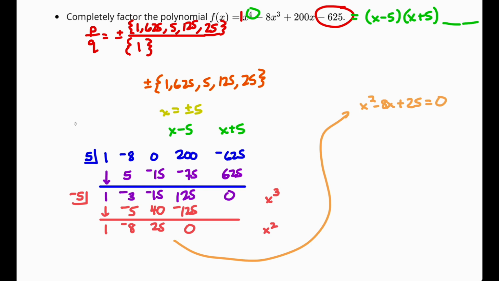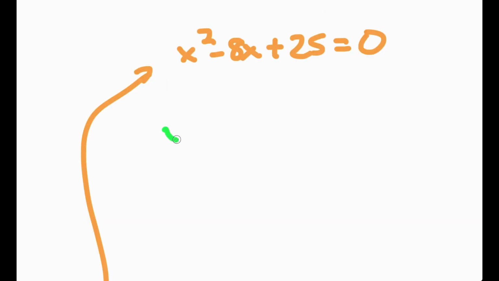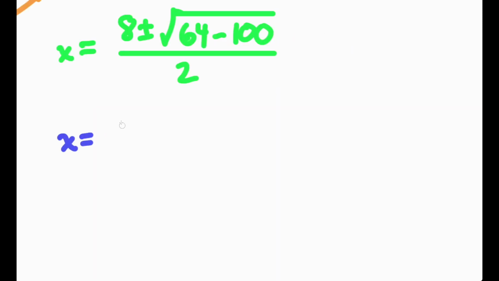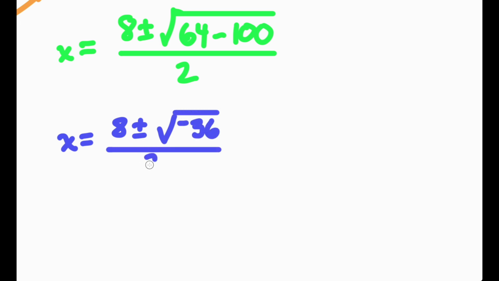Now for this one, it's quadratic. So what we're going to do is solve it using the quadratic formula. So that's what we're going to do right now. x is equal to negative b, which is just going to be 8, plus or minus the square root of b squared minus 4ac, which is just 100. So it looks like we're going to have an imaginary number here because we're doing the square root of a negative, and divide that by 2. All right, from here we're going to simplify this out. So it's going to be 8 plus or minus the square root of negative 36 divided by 2.